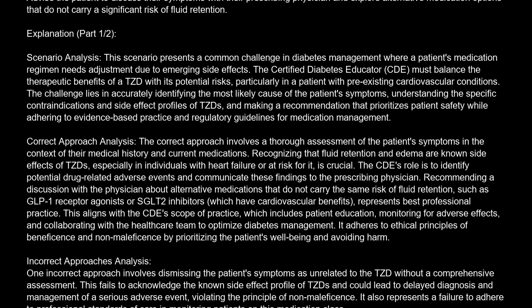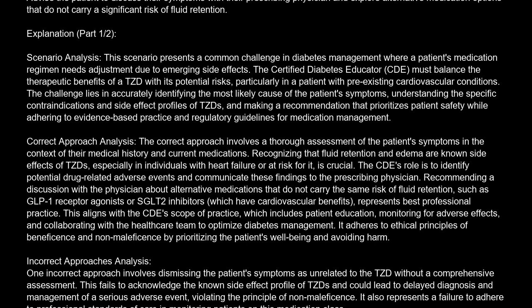This aligns with the CDE's scope of practice, which includes patient education, monitoring for adverse effects, and collaborating with the healthcare team to optimize diabetes management. It adheres to ethical principles of beneficence and non-maleficence by prioritizing the patient's well-being and avoiding harm.